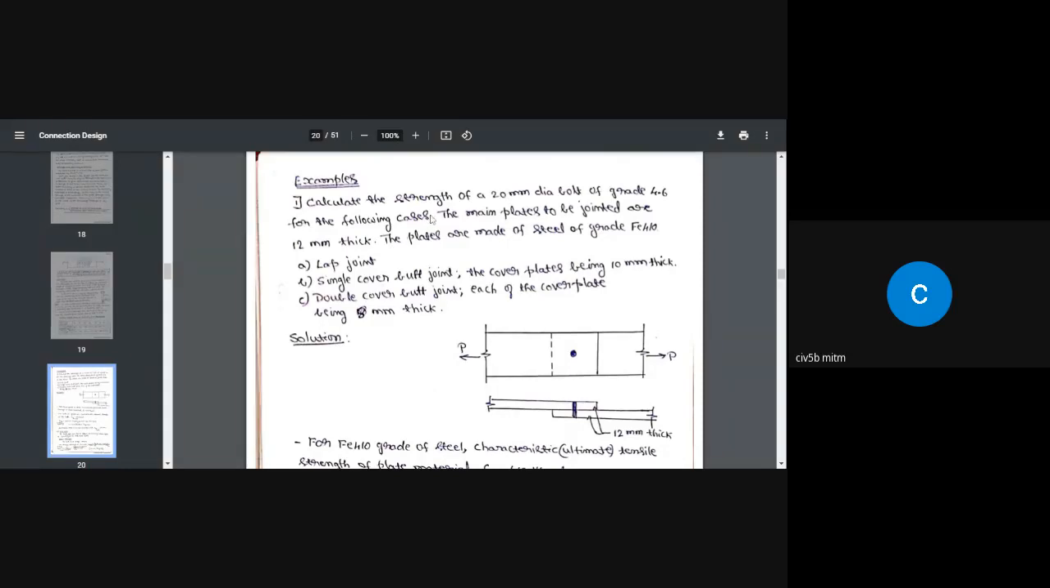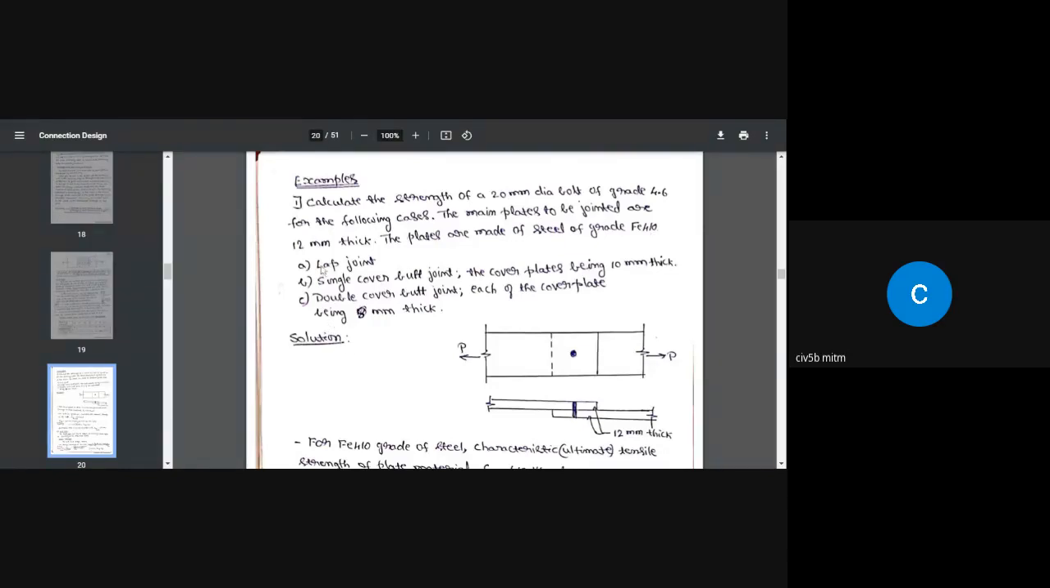Okay, coming to the problem. The problem says calculate the strength of a 20 millimeter dia bolt of grade 4.6 for the following cases. The main plates to be jointed are 12 mm thick. The plates are made of steel of grade Fe415.